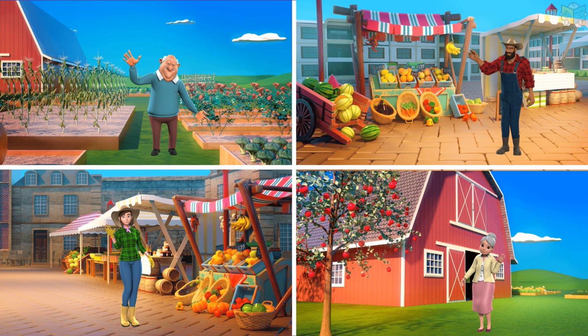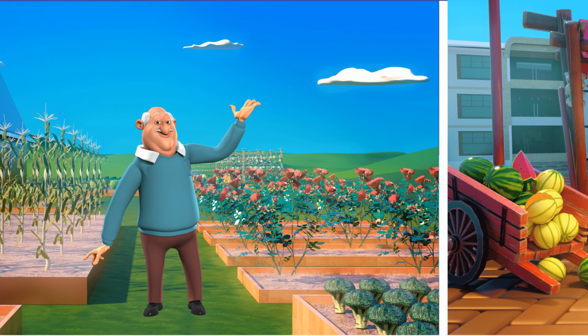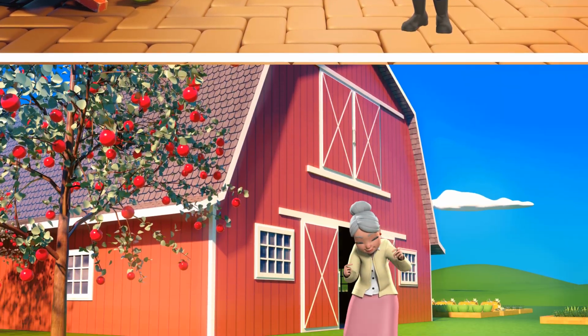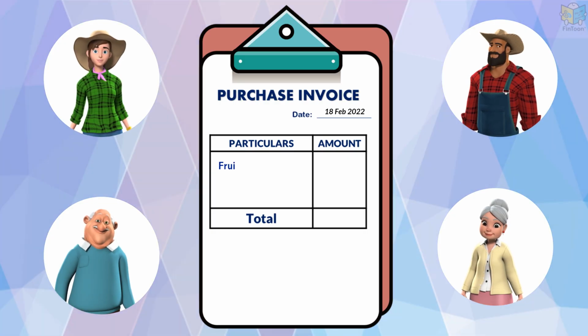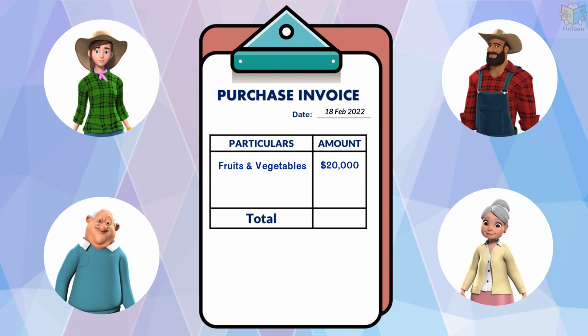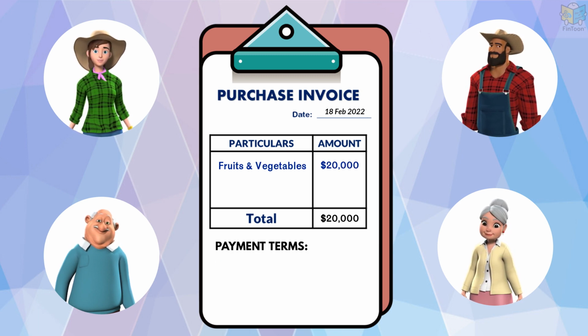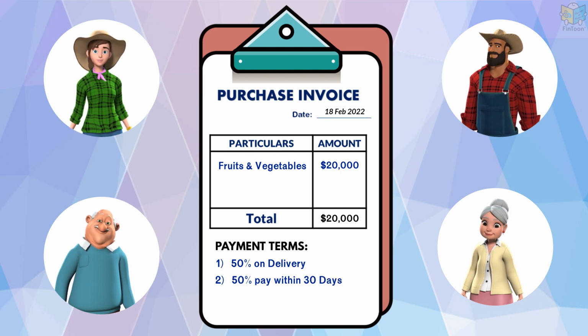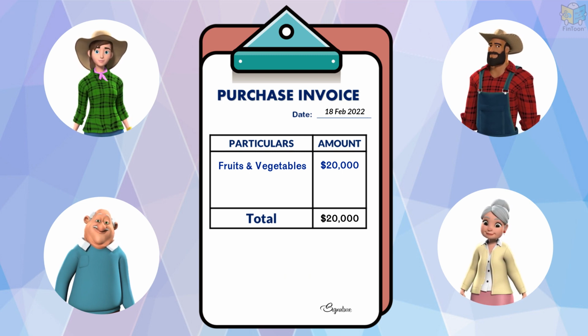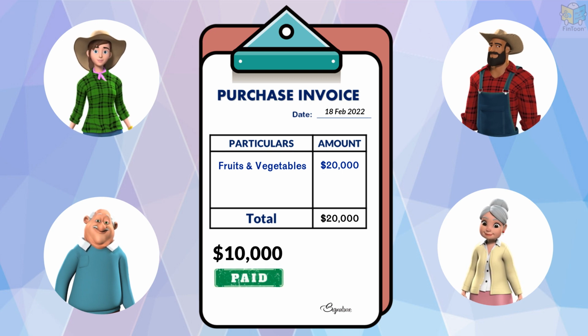Emma now enters into an understanding with various farms for the periodic supply of fruits and vegetables. She places her first order for a total of $20,000. The vendors will be paid half of the invoice value upon delivery, and the balance will be paid within 30 days of delivery. That is, she will make the payment of $10,000 today, and the balance will be paid by the end of the month.